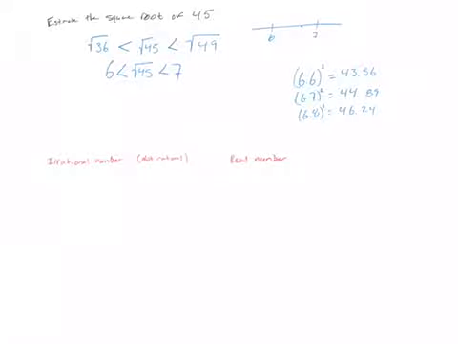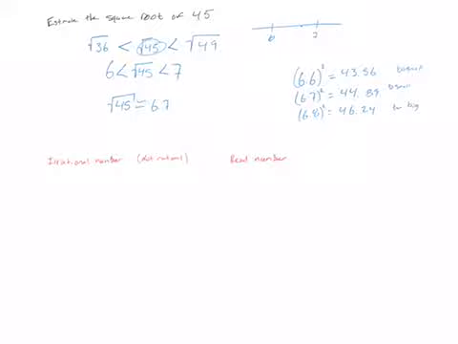So notice my goal, remember, is to get that 45. This one is too big, and this one's too small. This one's too small as well. But since this is the biggest they can go without going over, I'd go with this one. 6.7. So the square root of 45 is approximately equal to 6.7.